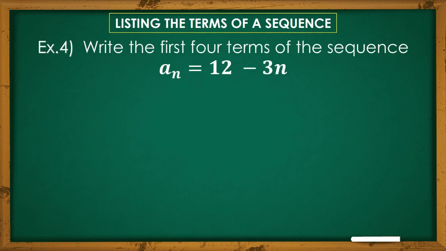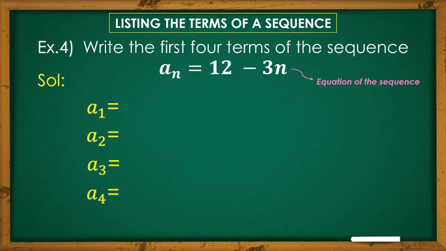Example number 4. Write the first 4 terms of the sequence a sub n equals 12 minus 3n. So, ang pinapahanap sa atin ay 4 na terms ng equation of the sequence. So, tinatawag natin itong equation of the sequence dahil siya ang magbibigay sa atin ng mga terms na kukumpleto ng buong sequence. Tingnan natin ang solution.